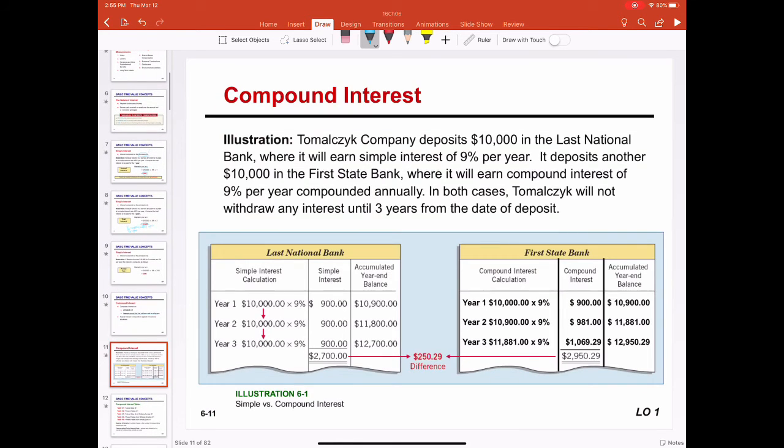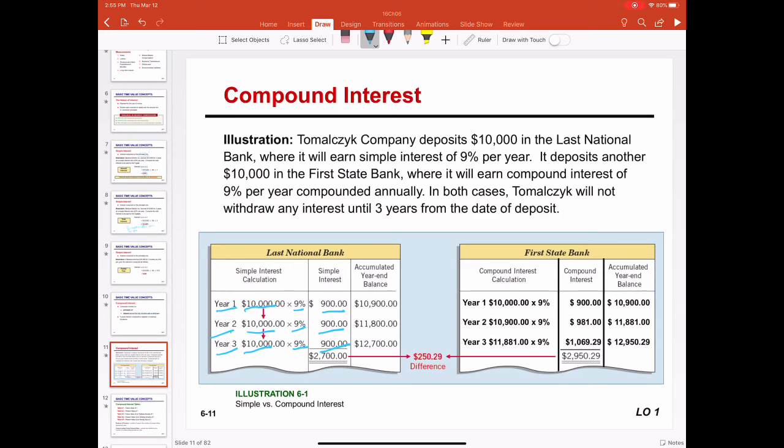Okay, this is an example to compare the difference between simple interest and compound interest. What we can see is that for simple interest, the interest earned is the same each year. Why? The principal is always the same, the interest rate is always the same, and the interval is the same, 1 year.